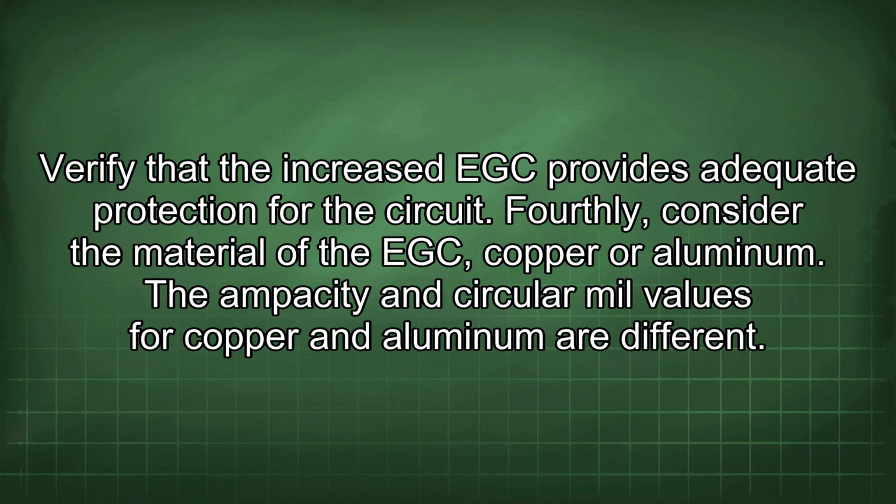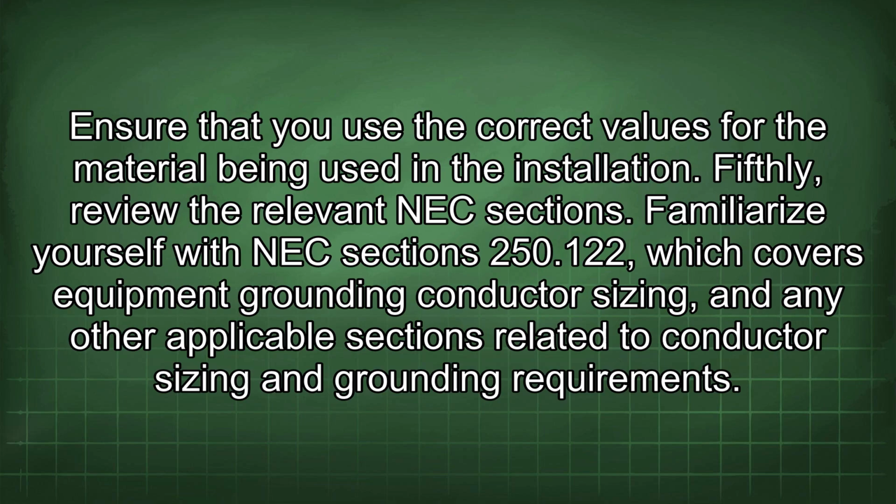Fourthly, consider the material of the EGC, copper or aluminum. The ampacity and circular mil values for copper and aluminum are different. Ensure that you use the correct values for the material being used in the installation. Fifthly, review the relevant NEC sections. Familiarize yourself with NEC section 250.122, which covers equipment grounding conductor sizing, and any other applicable sections related to conductor sizing and grounding requirements.